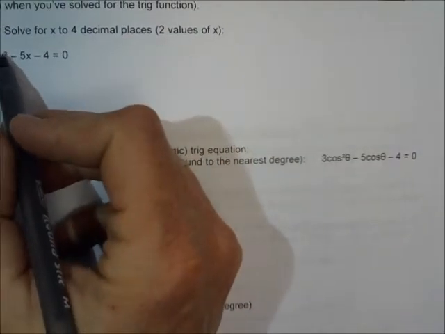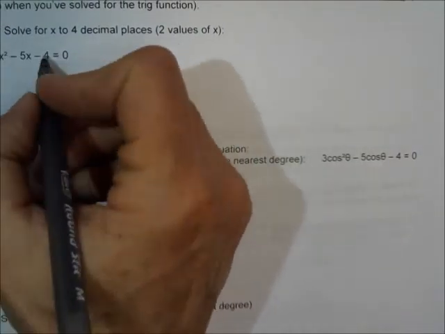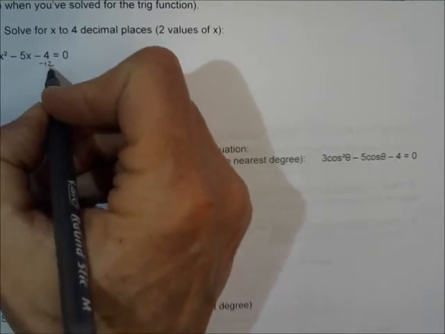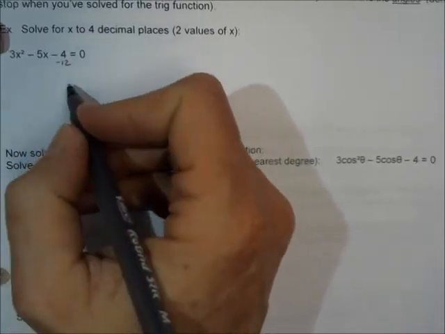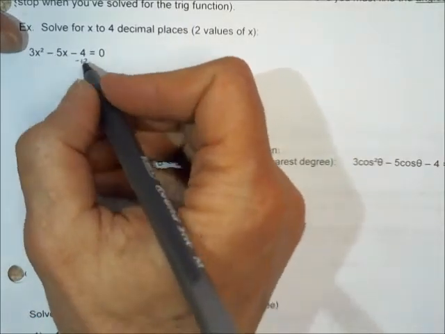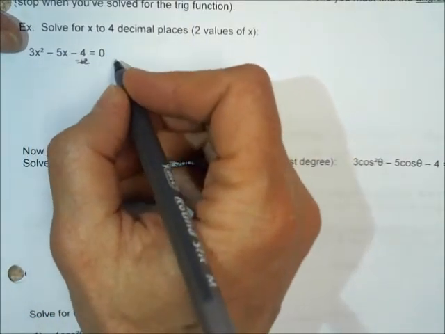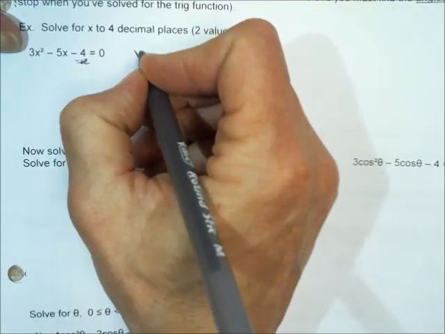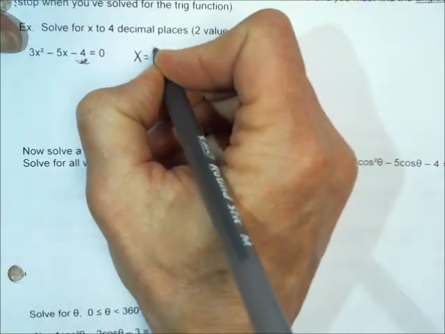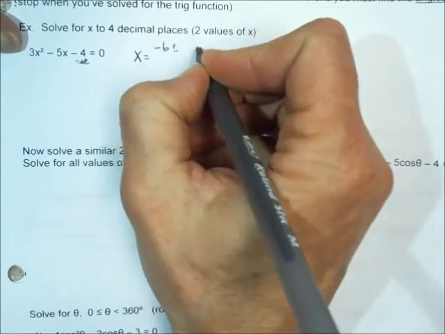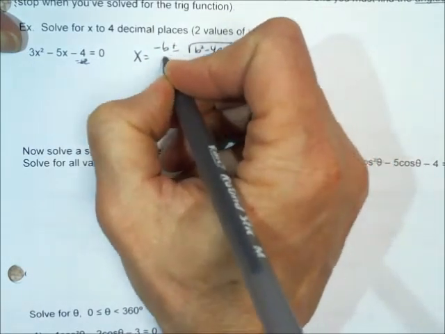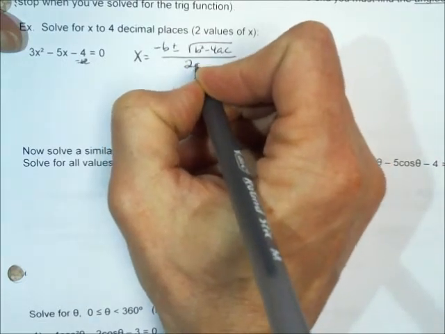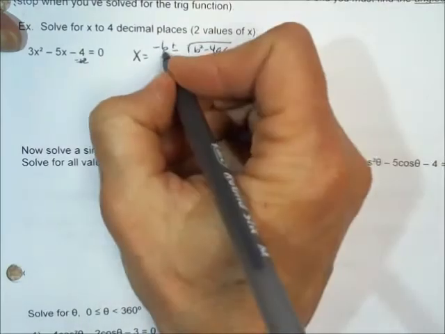If you tried to factor this, 3 times negative 4 would give you negative 12, and there are no factors of negative 12 that add up to negative 5. So this is unfactorable, and we have to use the quadratic formula, which goes like this. X equals, we could sing, negative b plus or minus the square root of b squared minus 4ac all over 2a. So there's the quadratic formula.